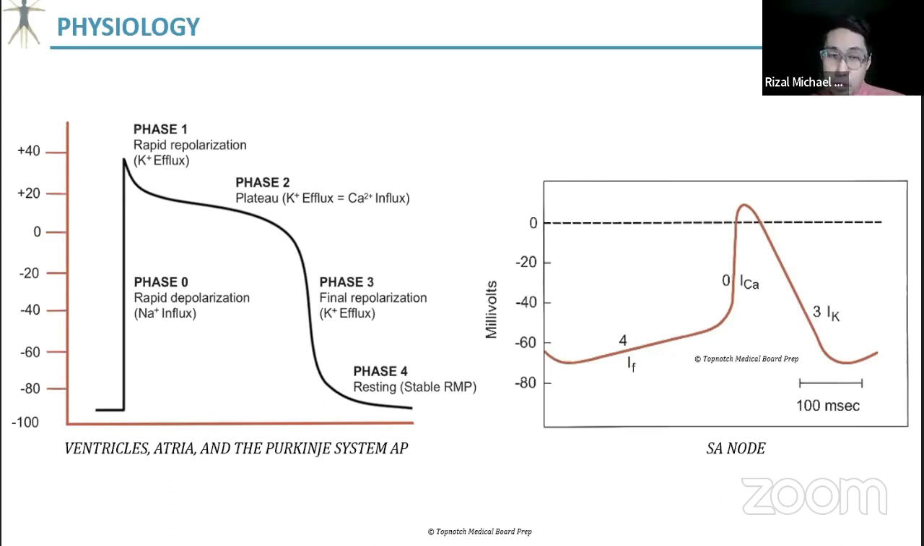You have your sodium funny currents here, kaya nagkakaroon ka ng steady increase ng phase 4. And then phase 3 on both ends, same lang yan, potassium efflux. Okay, so another peculiarity or unique feature in this slide, you have your phase 2 plateau. Your phase 2 plateau is a balance between potassium efflux and calcium influx. So that's mainly found in your ventricles, atria, and the Purkinje system.